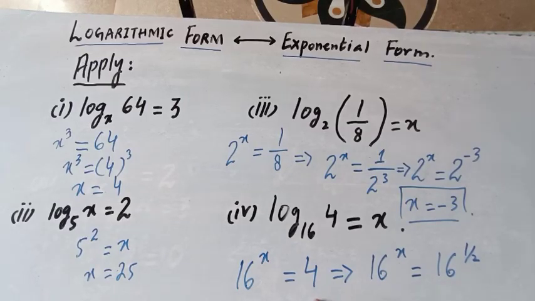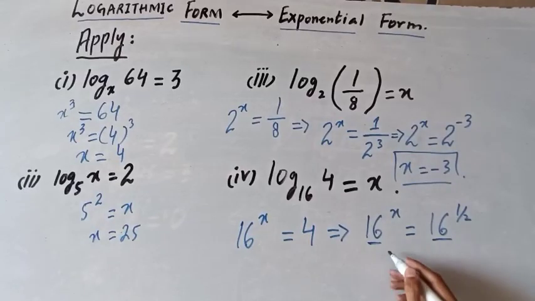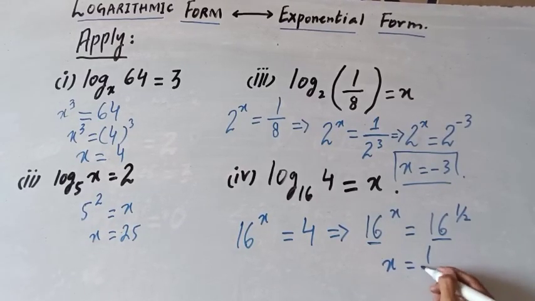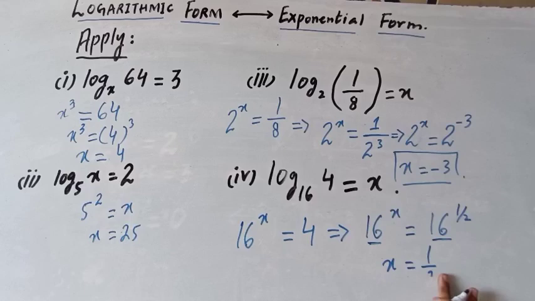We cannot change the value, we need to write it in a way that will not change the value, because 16 power 1 upon 2, which is the square root of 16, is equal to 4. Now you can see bases are same, so we can write the answer of x is equal to 1 upon 2. So that's how it works.